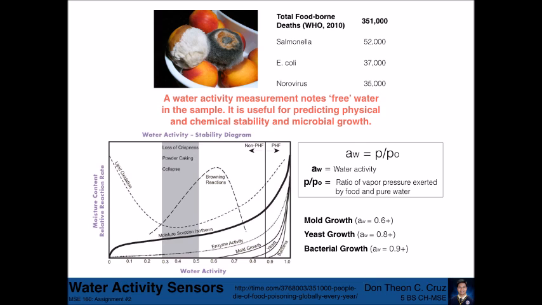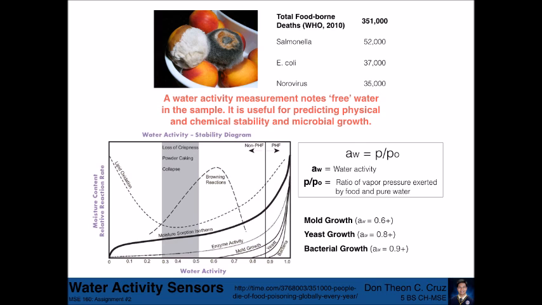It can be noted that mold propagation can only occur at water activities of 0.6 or higher, yeast at 0.8 or higher, and bacteria at 0.9 or higher. Therefore, 0.6 water activity and above can be considered the critical range for potential microbial contamination. It is an important concept because it can predict chemical and physical stability and the type of microbial growth.